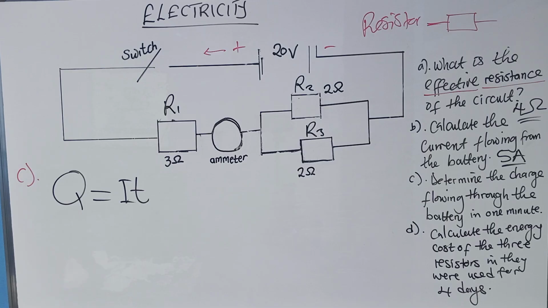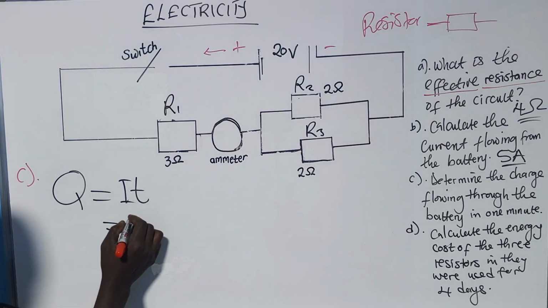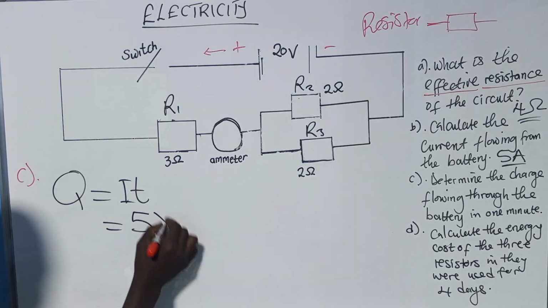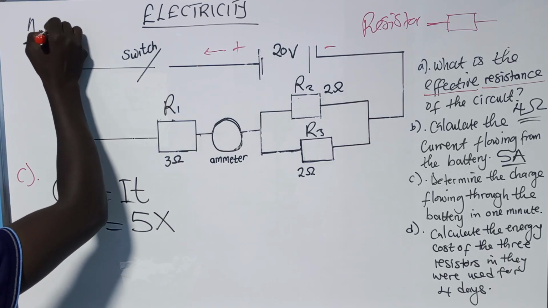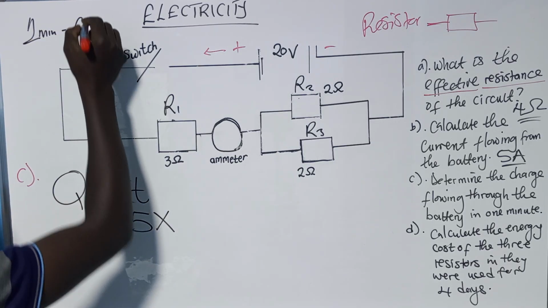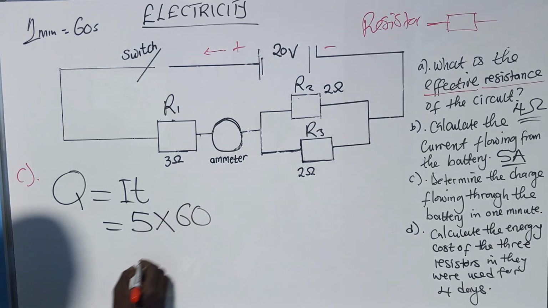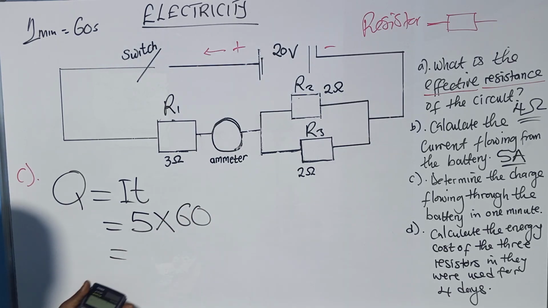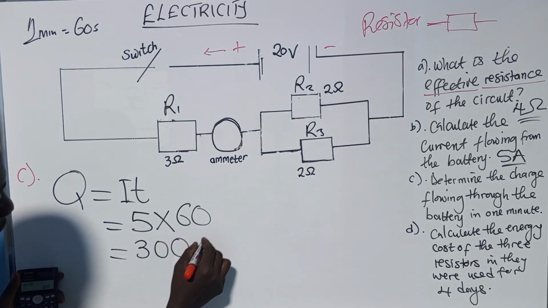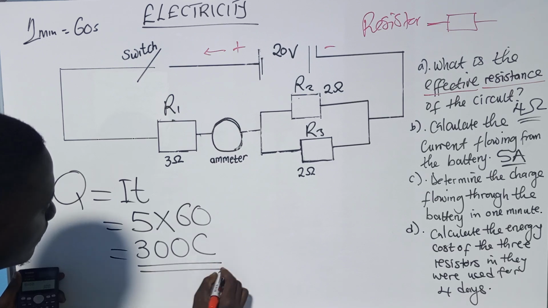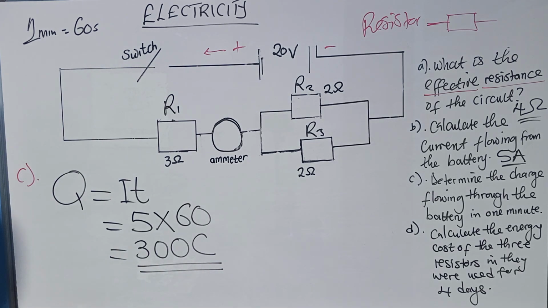Since we have the formula already, we are going to say our current was 5. We are going to convert that 1 minute. 1 minute is equal to what? 60 seconds. So we are going to put 60 there. If we multiply 5 times 60, I'm getting an answer which is 300. The units for charge are the coulombs.